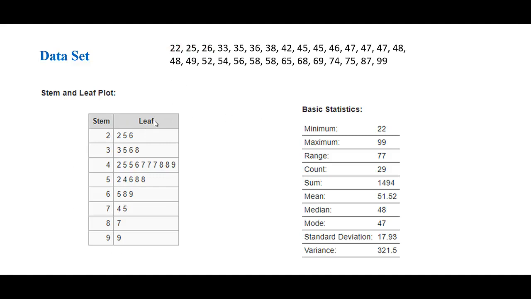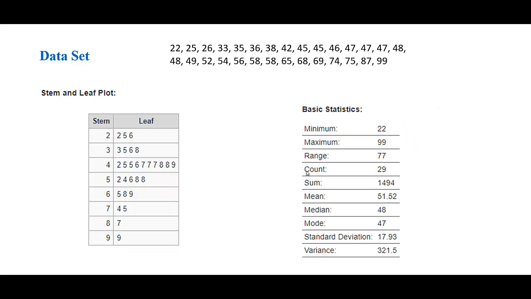Next we will do calculations on this plot. The first calculation is the minimum value. This 2 and 2, 22, is the minimum value from the stem and leaf diagram, and 99 over here is the maximum value. And range is the difference between maximum and minimum. 99 minus 22, that is 77.